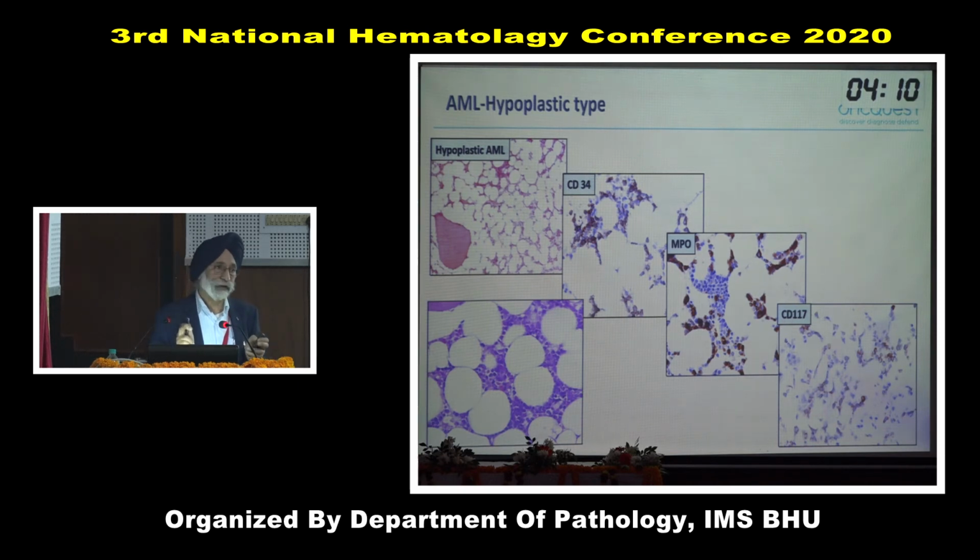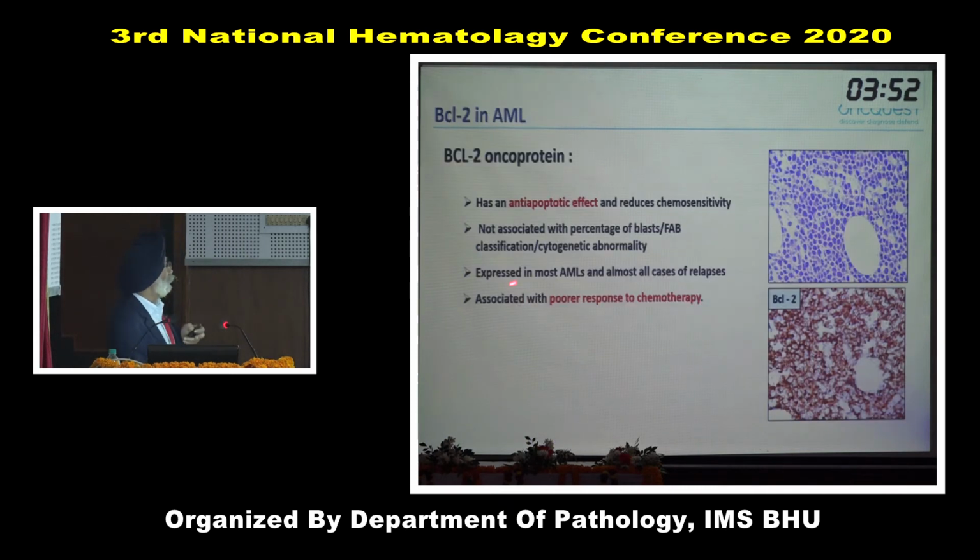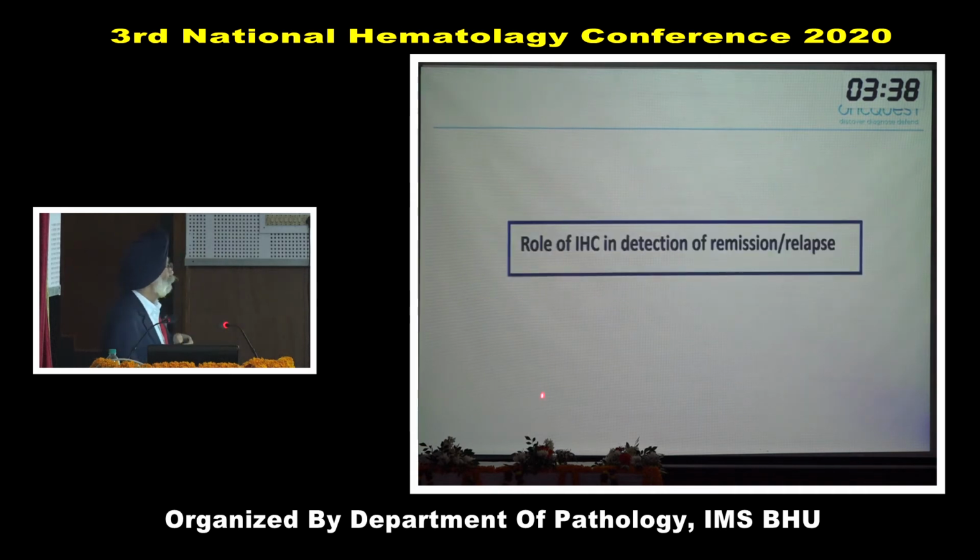So hypoplastic AML is the one where CD34 is needed, like it is something like hypoplastic MDS. You may miss the diagnosis of hypoplastic MDS also if you don't do CD34. So CD34, first thing is that these are blasts. Then of course you confirm with CD117 and MPO that we are dealing with a hypoplastic AML. Nowadays BCL2 is being done in AML cases because it is seen that cases which are BCL2 positive demonstrate a poor response to chemotherapy.